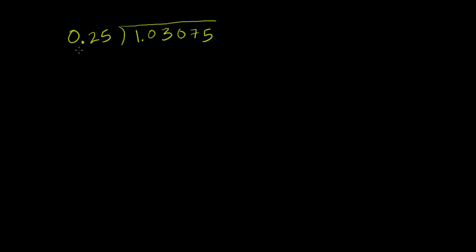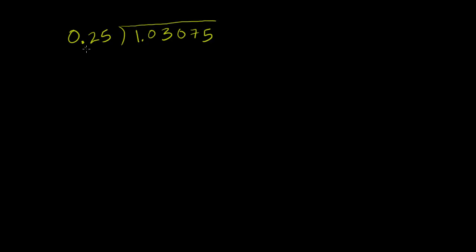We need to divide 0.25 into 1.03075. Now, the first thing you want to do when your divisor, the number that you're dividing into the other number, is a decimal, is to multiply it by 10 enough times so that it becomes a whole number, so that you can shift the decimal to the right. Every time you multiply something by 10, you're shifting the decimal over to the right once. So in this case, we want to shift it over to the right once and twice.